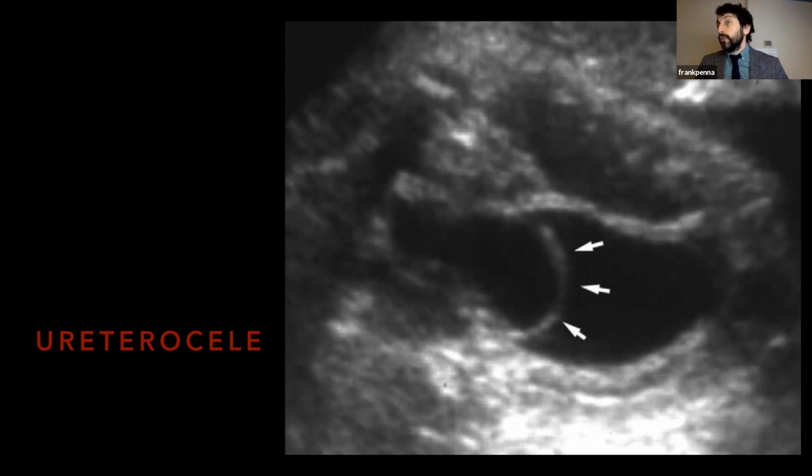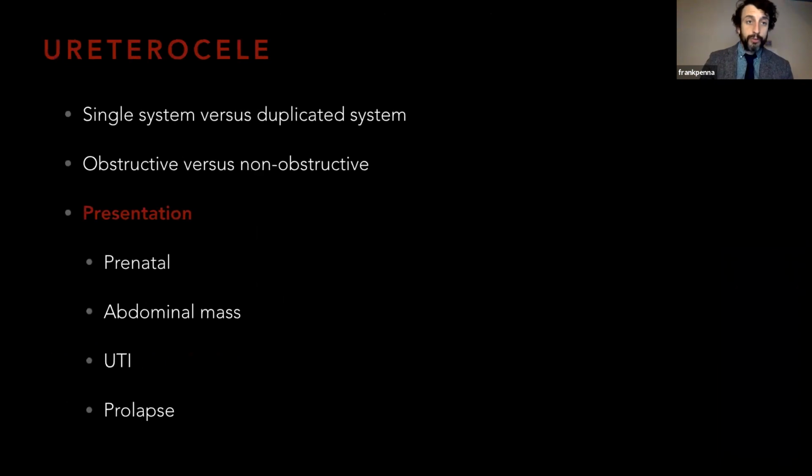Why is that an issue? Well, if it's obstructive, it could be an issue and it could damage that kidney, just like any other obstruction in the urinary tract that's significant enough. And so we can see that on prenatal ultrasound as well. You can have a ureterocele on a single system or on a duplicated system. In a duplicated system, it's typically an upper pole phenomenon. So the upper pole typically is obstructive, and the lower pole refluxes, as I mentioned. And it could be obstructive versus not obstructive.